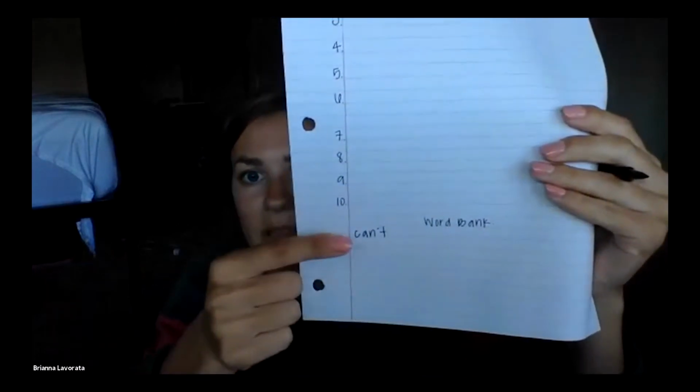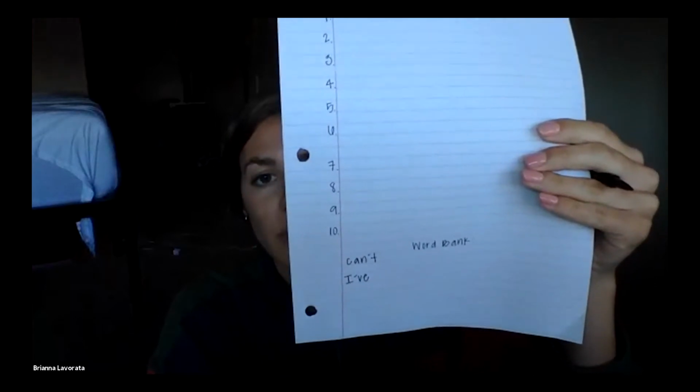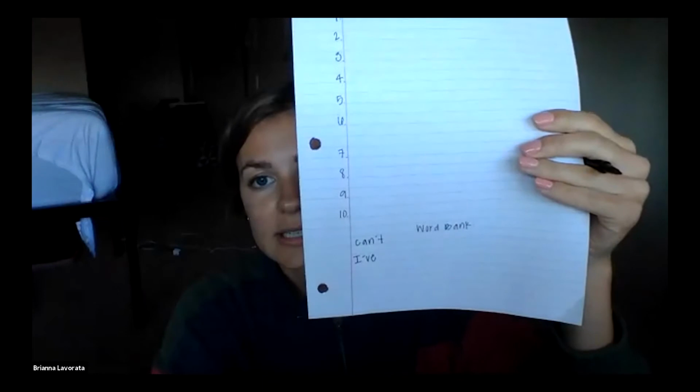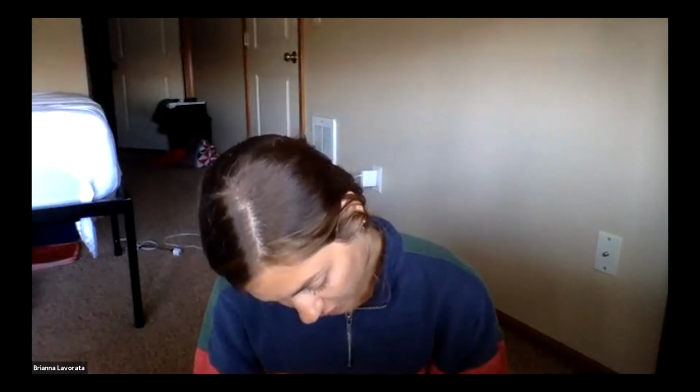You're going to skip a line and you're going to write the word I've, like I have, I've. Okay, so capital I, apostrophe V-E, just like this. So far we have in our word bank can't, and we have the word I've. You're going to skip a line again, and you're going to write the word he's. So H-E apostrophe S, just like this.